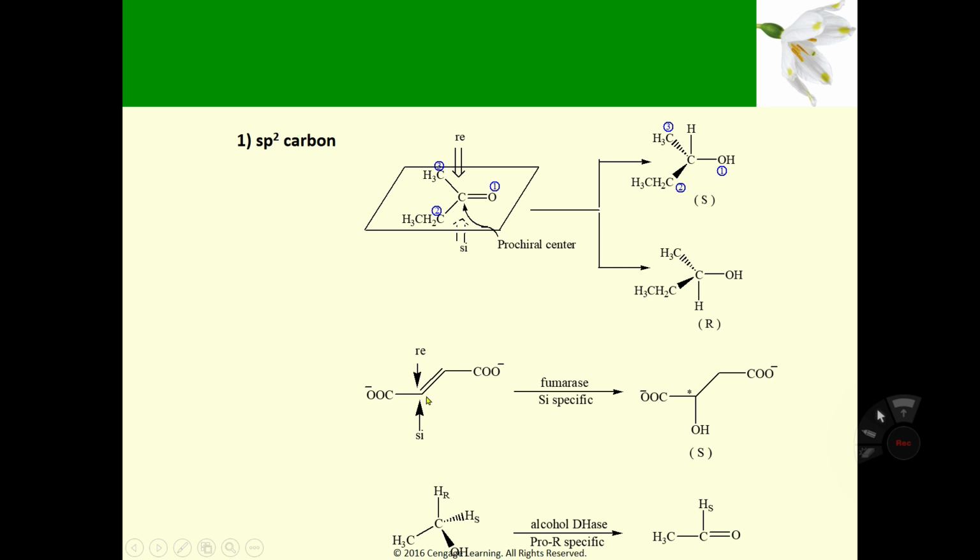For a double bond, we can also define Re and Si faces. Okay, the fumarase enzyme adds a water molecule to the double bond here, and it is also stereospecific. The fumarase enzyme is Si specific, and you add the OH from the bottom side.